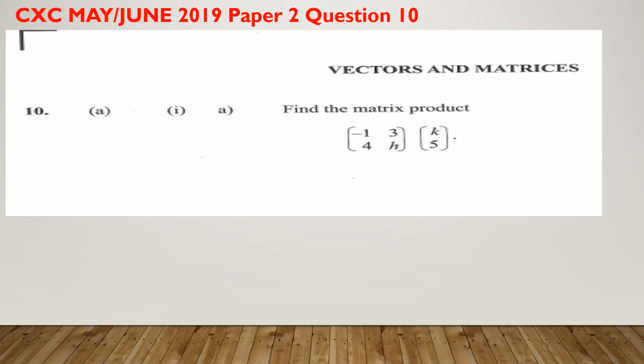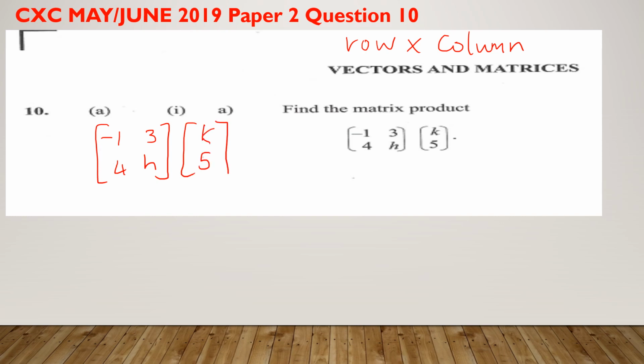A. Find the matrix product. So the rule when multiplying two matrices is we multiply row by column. So I'm going to write it over here, again, 4H multiplied by K5. So first row, -1, 3. I wanted to use a different color. First row by the column.